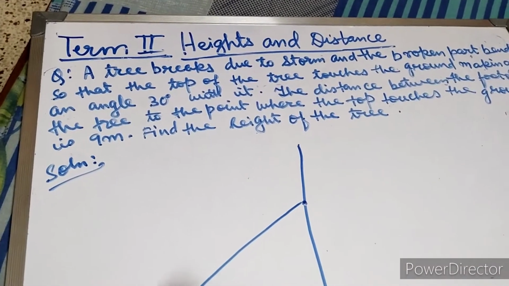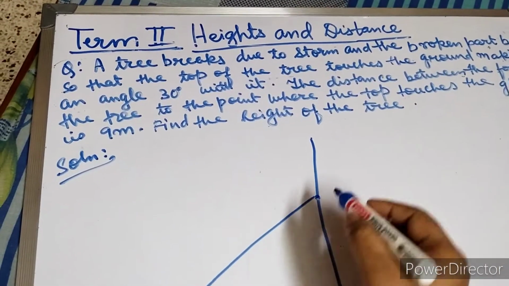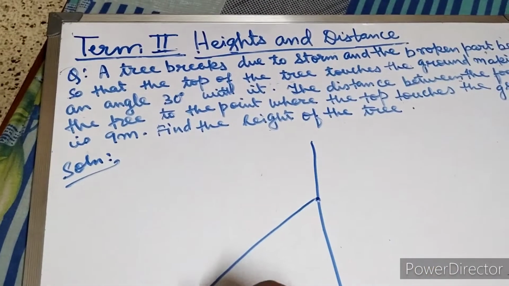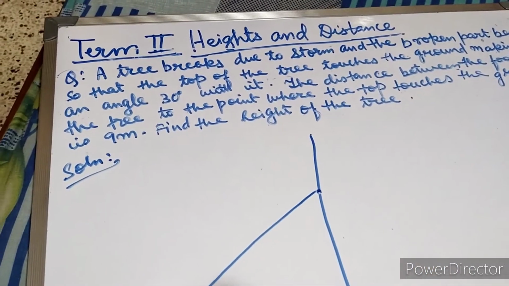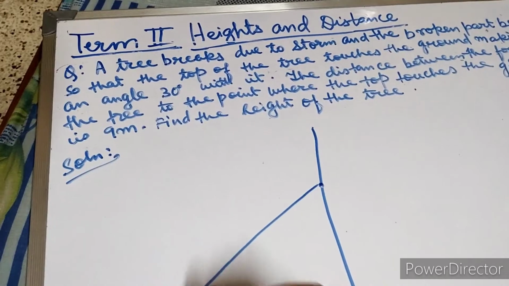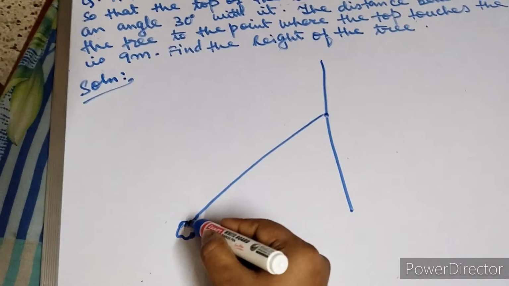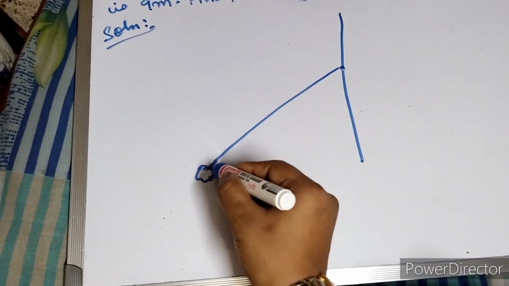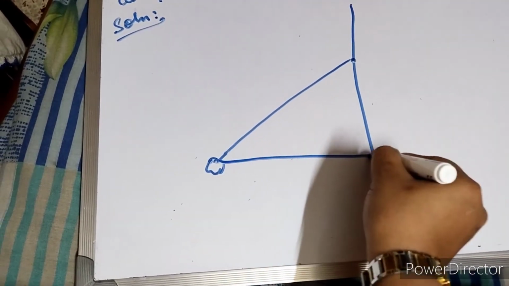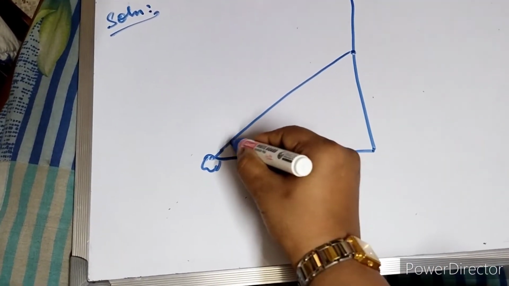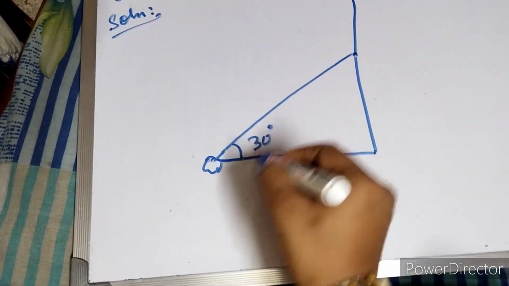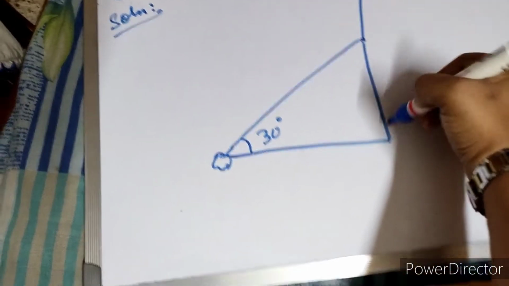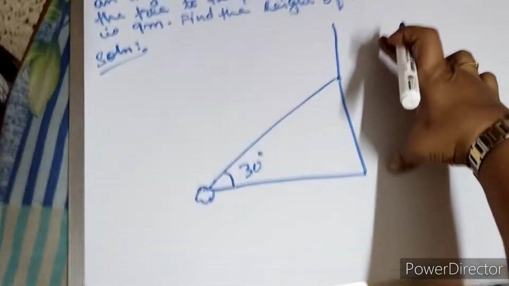The broken part bends, so that the top of the tree touches the ground, making an angle of 30 degrees with the tree. See, this is the tree. This was the tree actually.